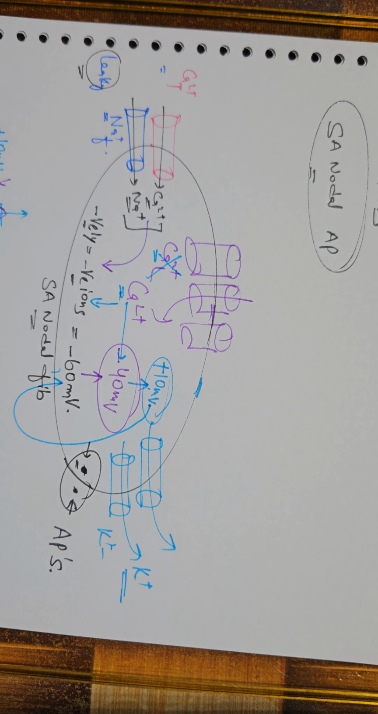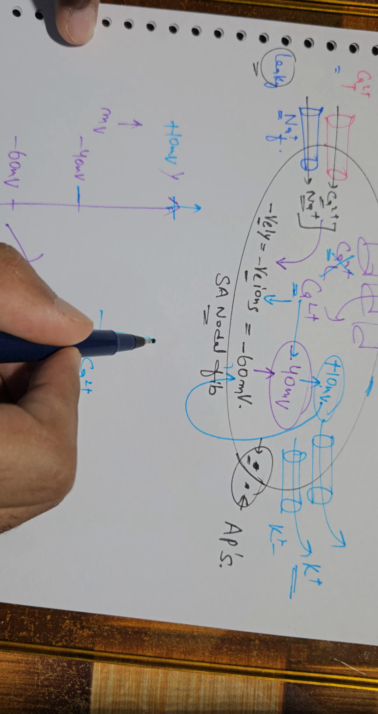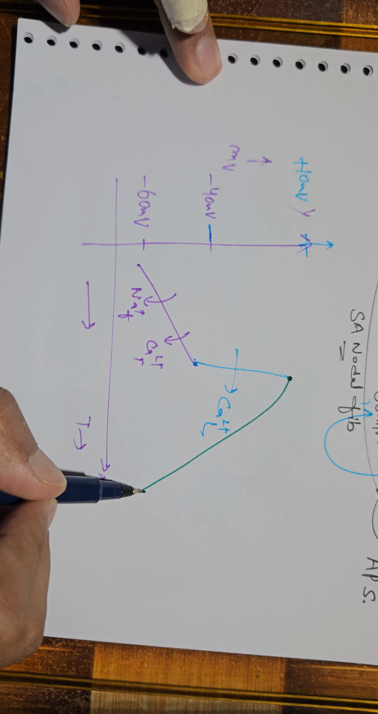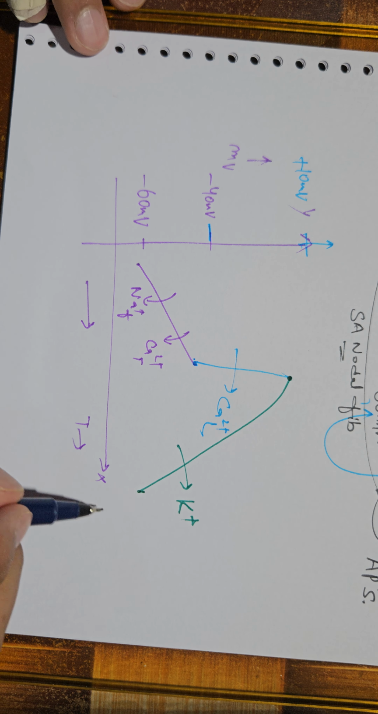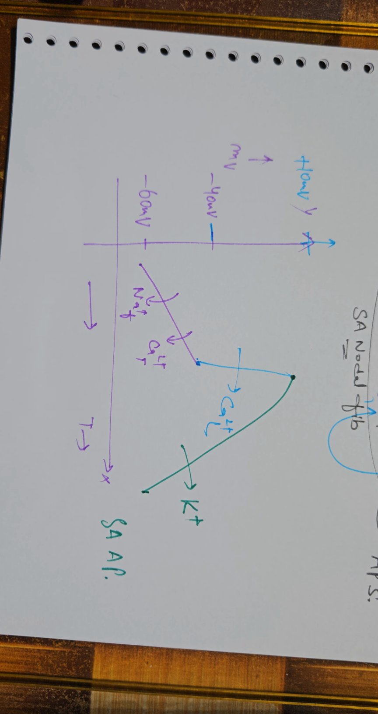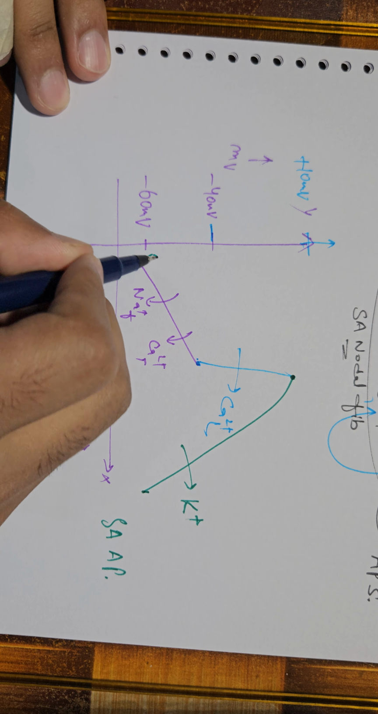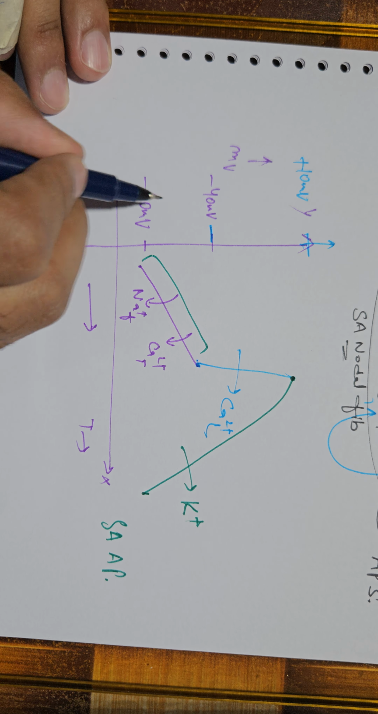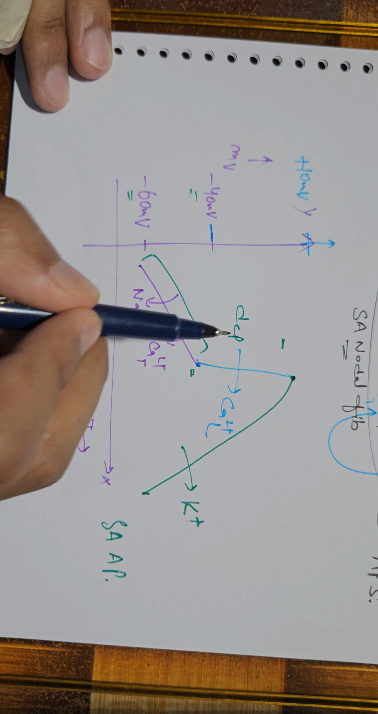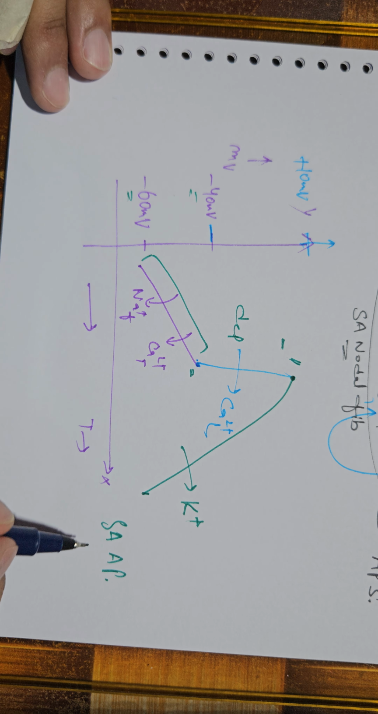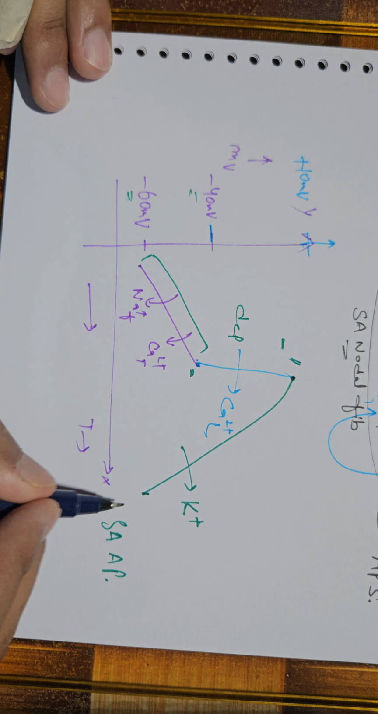Is that clear? Now I will show you this statement diagrammatically. So what is happening? From plus 10 millivolt, the potential goes back from plus 10 to minus 60 millivolt. It happens because of the exit of potassium. So this is the SA nodal action potential. This SA nodal action potential can be divided into three phases. The first phase is from here to here. This is called the pre-potential phase, from minus 60 to minus 40 millivolt. The second phase is from minus 40 to plus 10 millivolt. That's called the depolarization phase. And the third phase is from plus 10 to minus 60 millivolt, and this is called the repolarization phase. Is that clear?